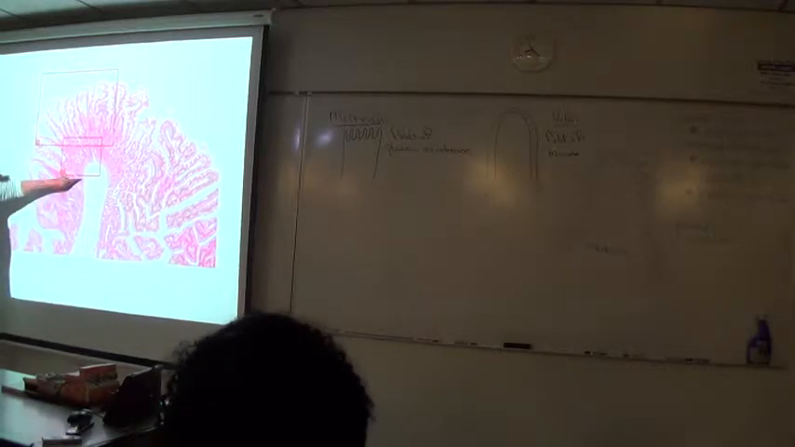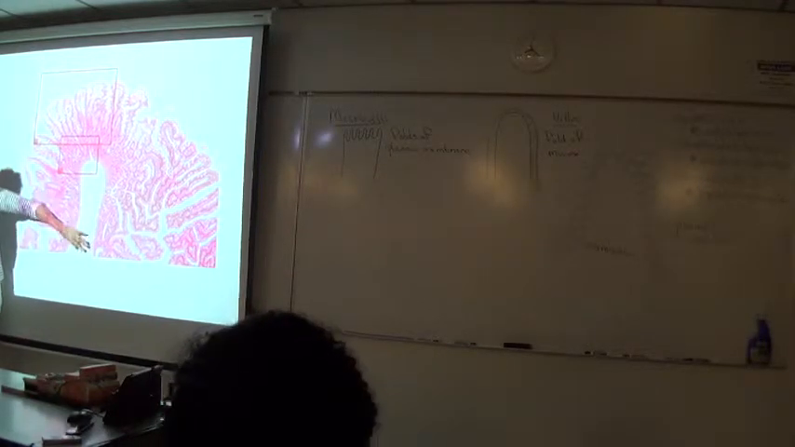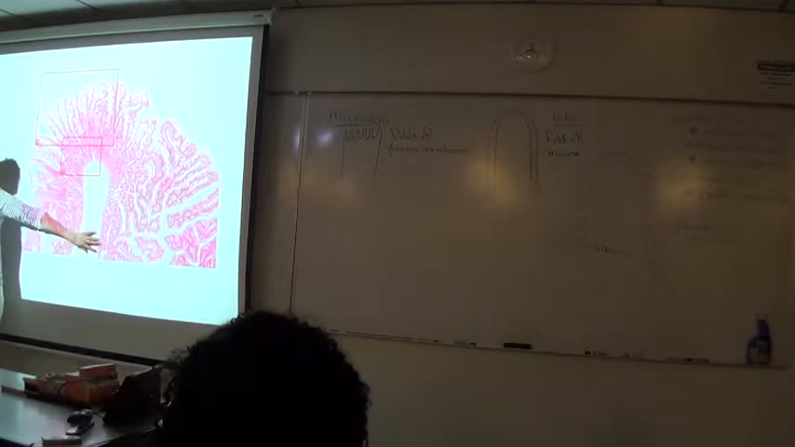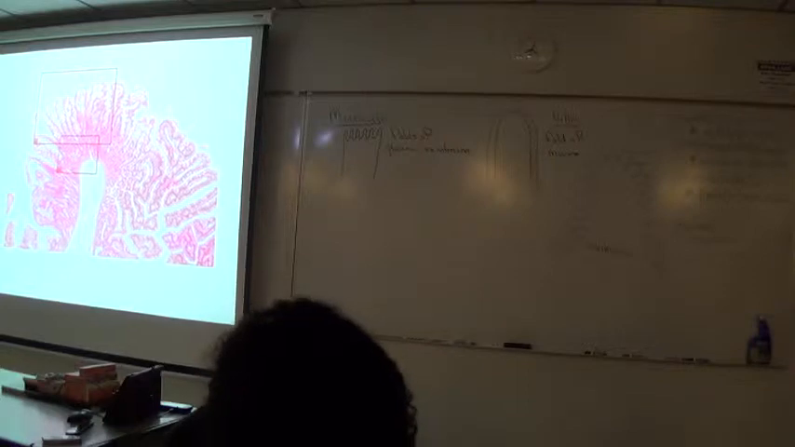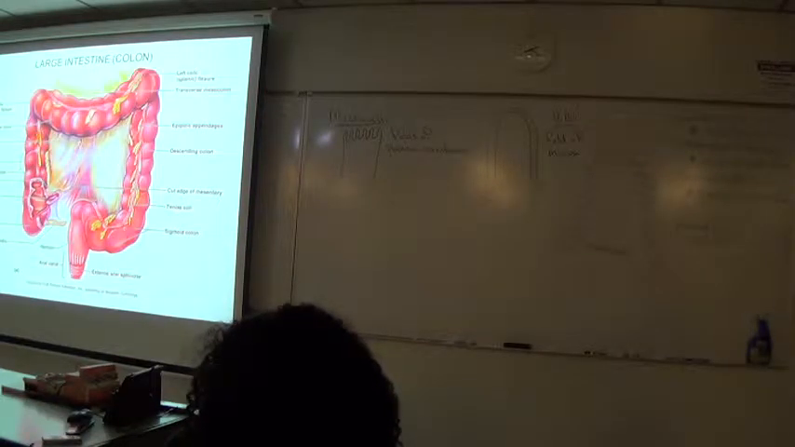Muscularis mucosa would be right through here. This would be submucosa. So this image is a picture of a section through a plica circularis. Okay, any questions on that?